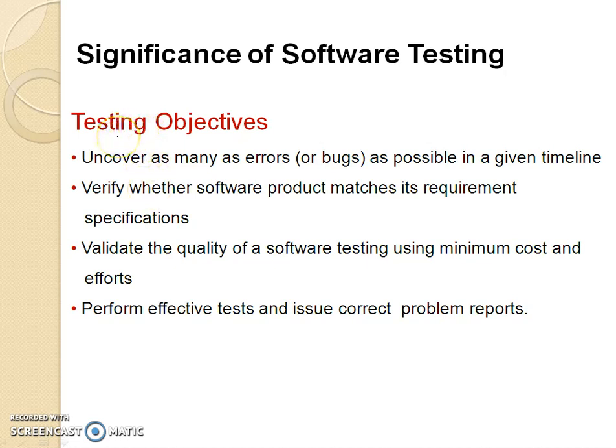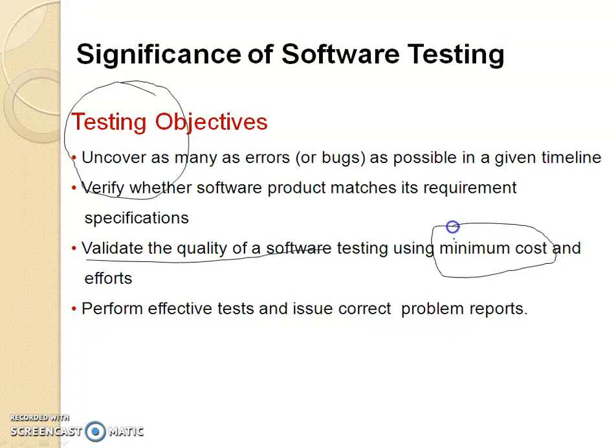As you can see, the overall objective of testing a software is basically uncovering as many errors as possible. So we would like to verify whether a software product matches its requirement specifications. Thirdly, we would like to validate the quality of the software by using minimum cost and effort, and this is exactly where we need to optimize our resources.